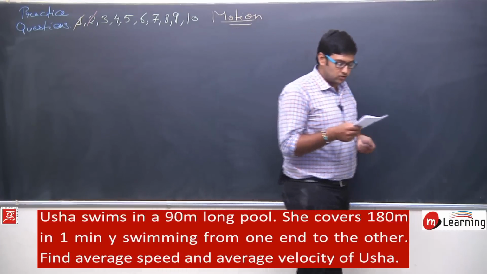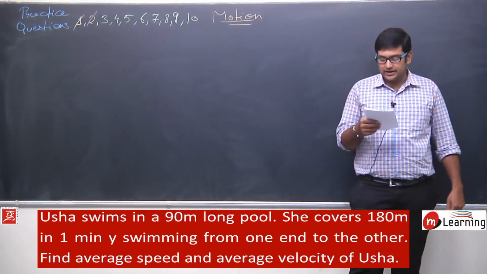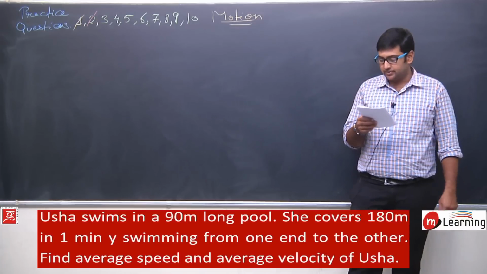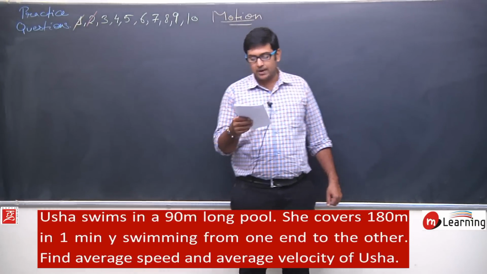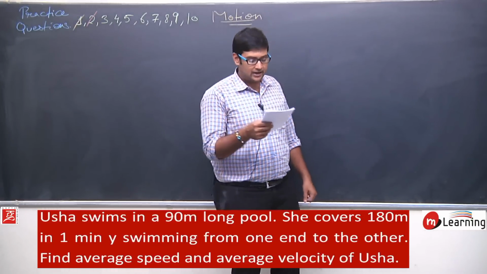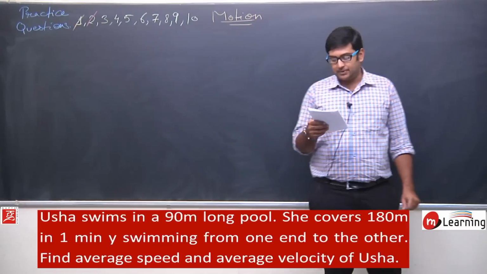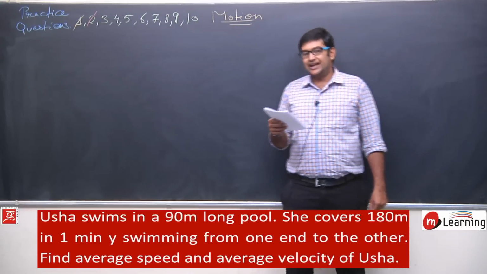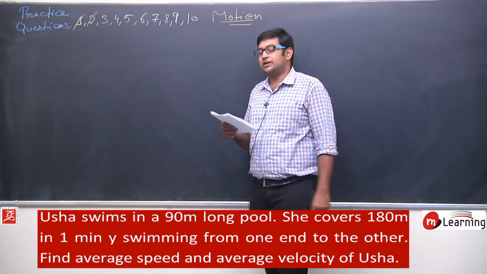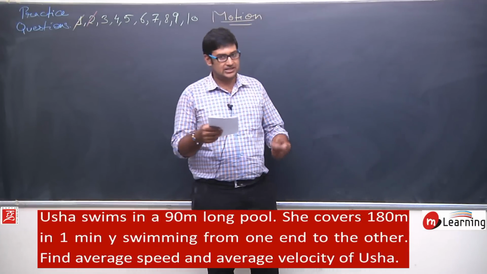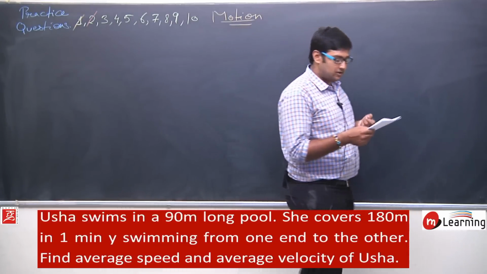It says Usha swims in a 90-meter long pool. She covers 180 meters in 1 minute by swimming from one end to the other and back along the same straight path. Find the average speed and average velocity of Usha. So the question says that there is a person Usha, and she travels 180 meters in 1 minute. She has the capability to travel 180 meters in 1 minute.